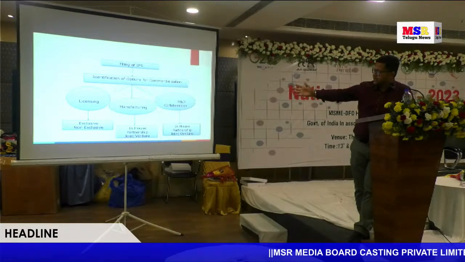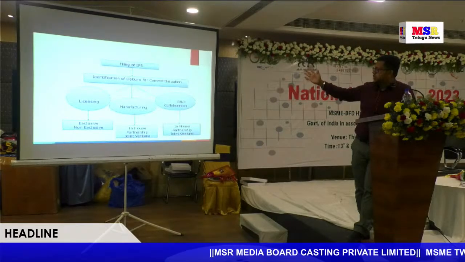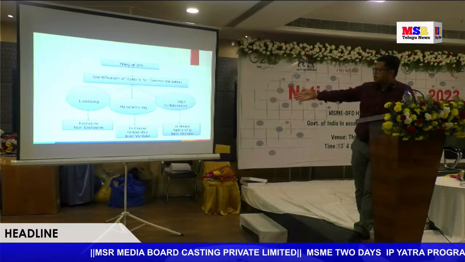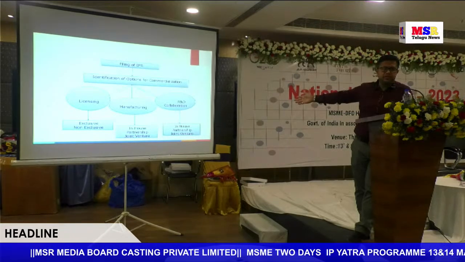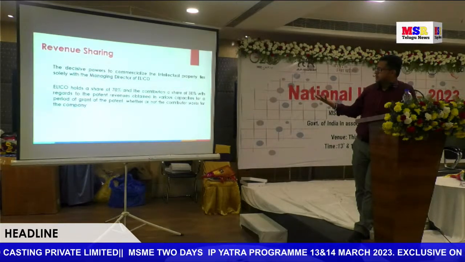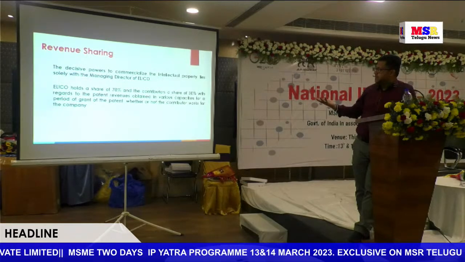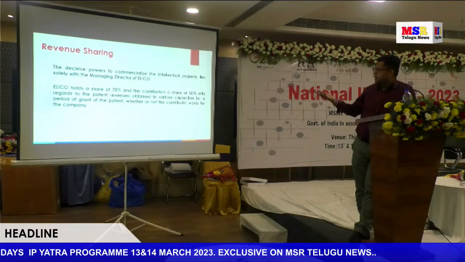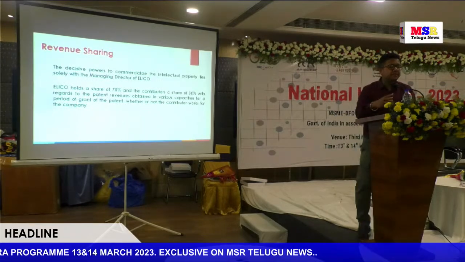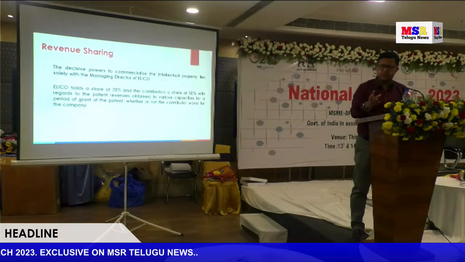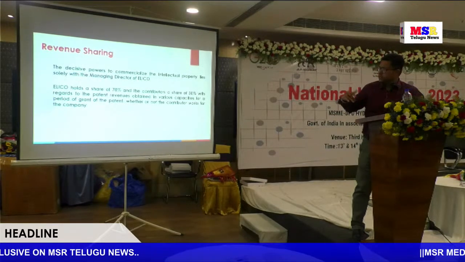Next. And then this decides the strategy: whether they want to license, do in-house manufacturing, or do R&D collaboration. If licensing, whether exclusive or non-exclusive, manufacturing, joint venture, or in-house. These are the strategies. Next. The decisive powers to commercialize the IP lie solely with the managing director of Elico. They have a revenue sharing IP policy, where the inventor gets 30% of the revenue from the commercialization and 70% goes to the company. Next.